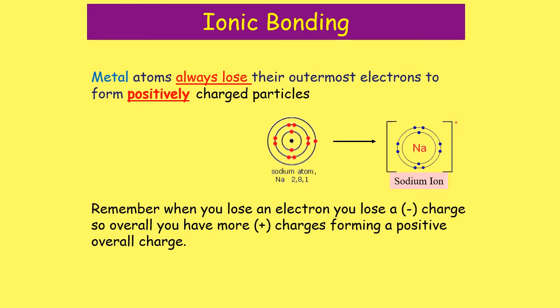So as I said, metals always lose their outermost electrons to form positively charged particles. Doesn't matter how many they have, they lose them. And remember that when you lose an electron, you're giving away a negative charge. And that means that you're left with more positive charges from the protons in the nucleus, which gives the atom an overall positive charge.